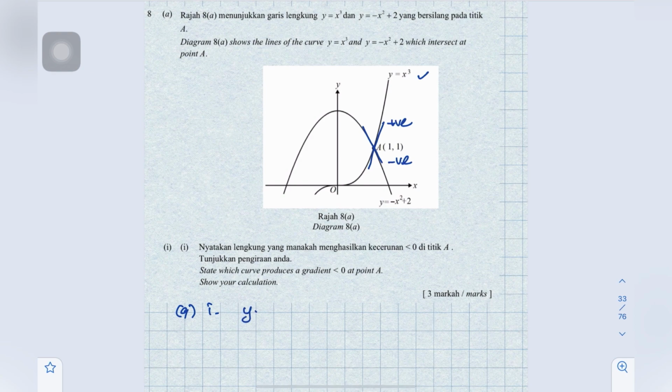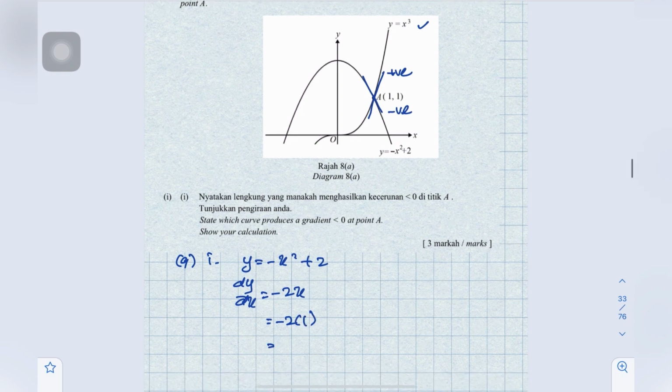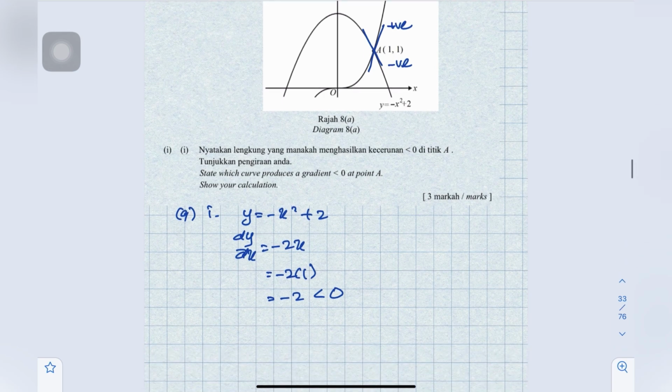So we got y equals to negative x squared plus 2. Okay, so then we find dy dx. Okay, so negative 2x. So then x is 1 at point A. So negative 2 times 1 is negative 2. Okay, so negative 2 is less than 0. So therefore, curve y equals to negative x squared plus 2, the gradient is less than 0.